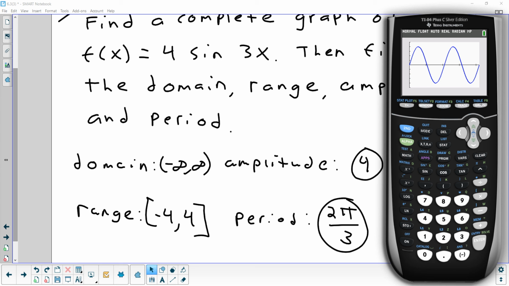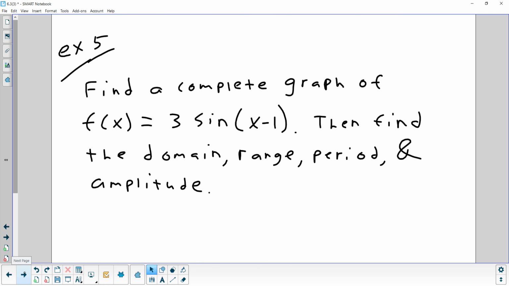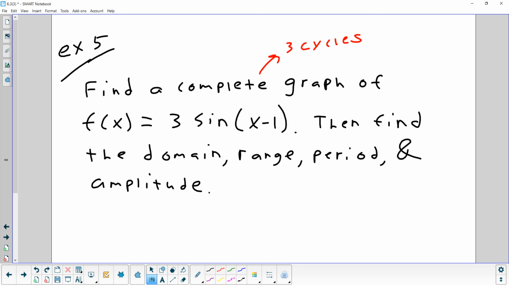So any questions how we set up the window or found those 4 things? Okay. Here's another one, kind of the same idea. Find a complete graph. This time, let's show 3 cycles of it.